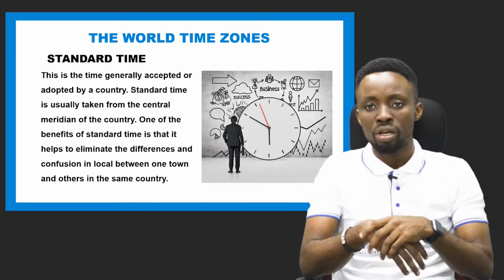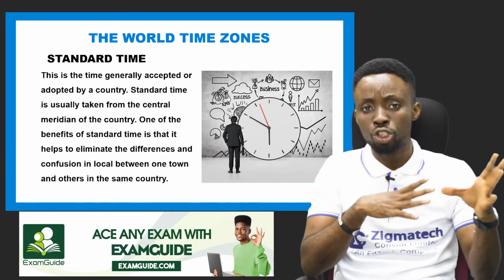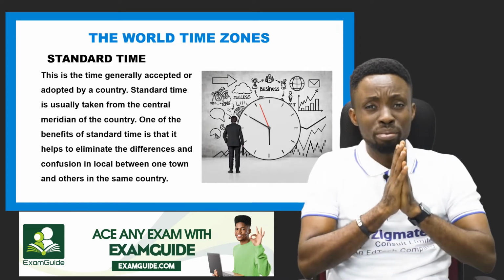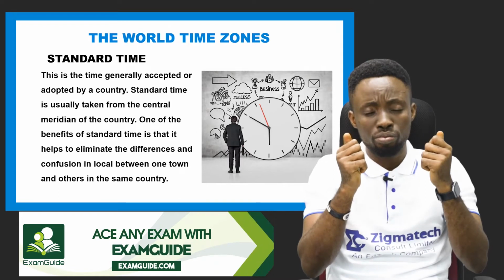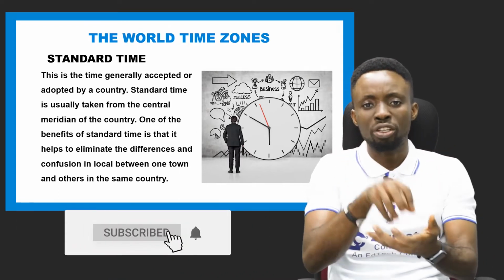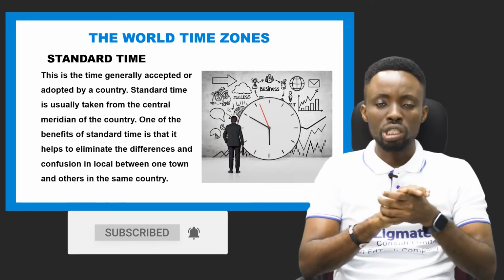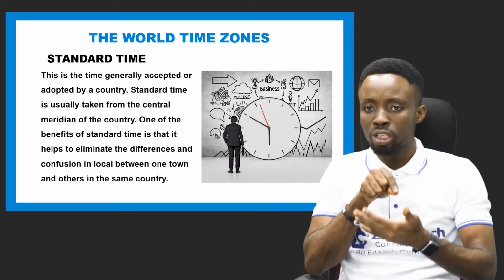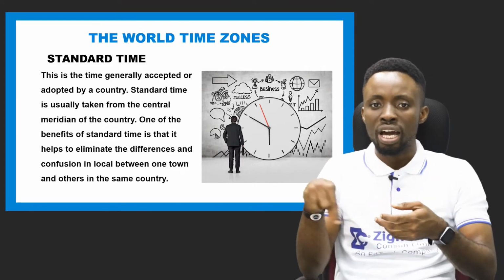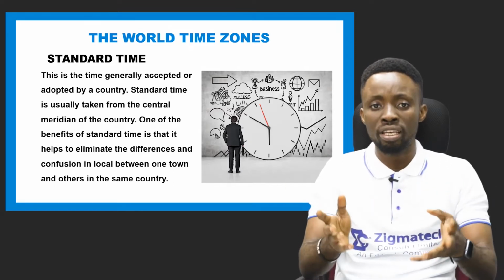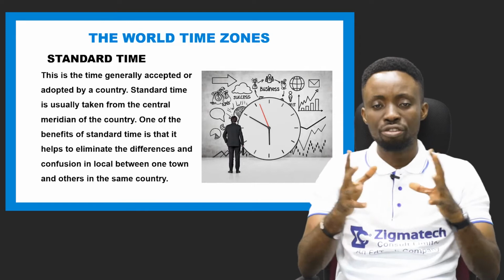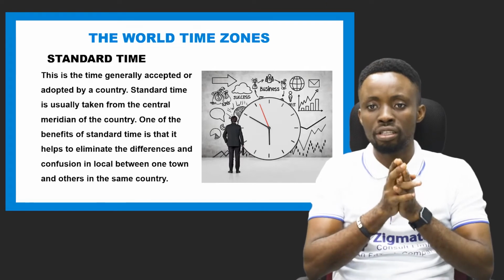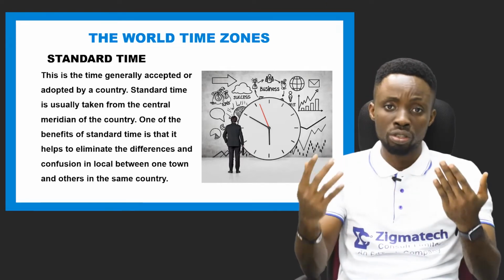Then we have what they call standard time. Now we actually make use of standard time to avoid confusion created by the local time. Now the standard time is the generally accepted time that is being adopted in a country. So what they do is that they look at the central meridian of that country and take the local time of that central meridian and generalize it as the standard time of the entire country. So what I'm trying to say is that for Nigeria, the standard time of Nigeria is the local time of the central meridian being generalized for the entire country of Nigeria.